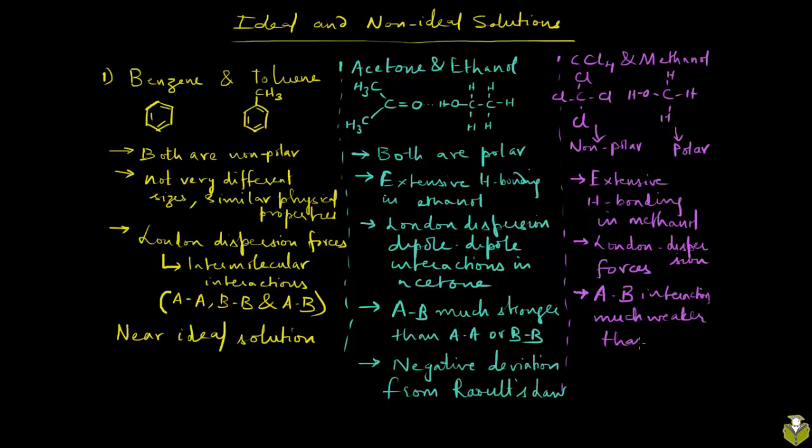Because of this disruptive influence on each other, these molecules find it easier to escape from the liquid phase into the vapor phase. So the resultant partial equilibrium vapor pressures of both carbon tetrachloride and methanol are going to be higher than what you would expect for an ideal solution. So in this case, you have a positive deviation from Raoult's law.